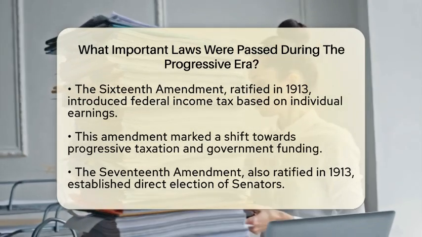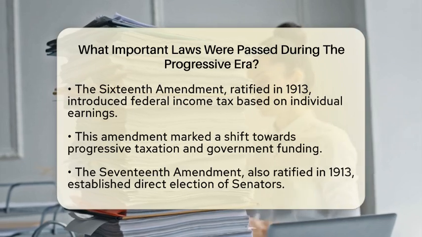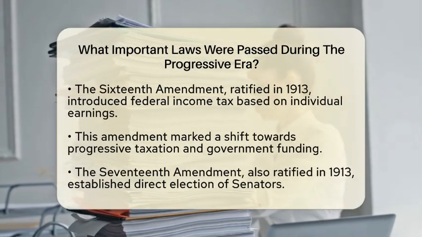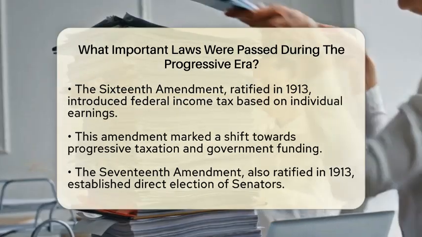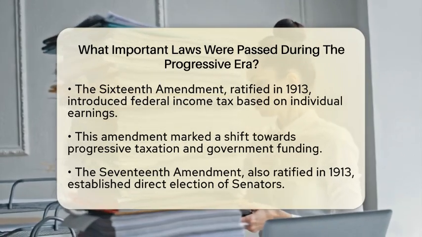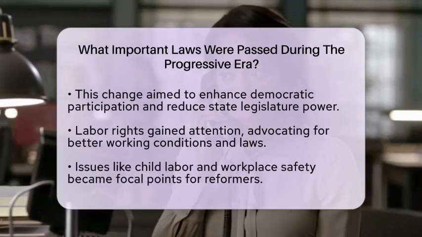The 17th Amendment, ratified in 1913, brought about direct election of senators. This reduced the power of state legislatures and increased democratic participation. It aimed to make the electoral process more transparent and accountable, addressing concerns about corruption and fraud.